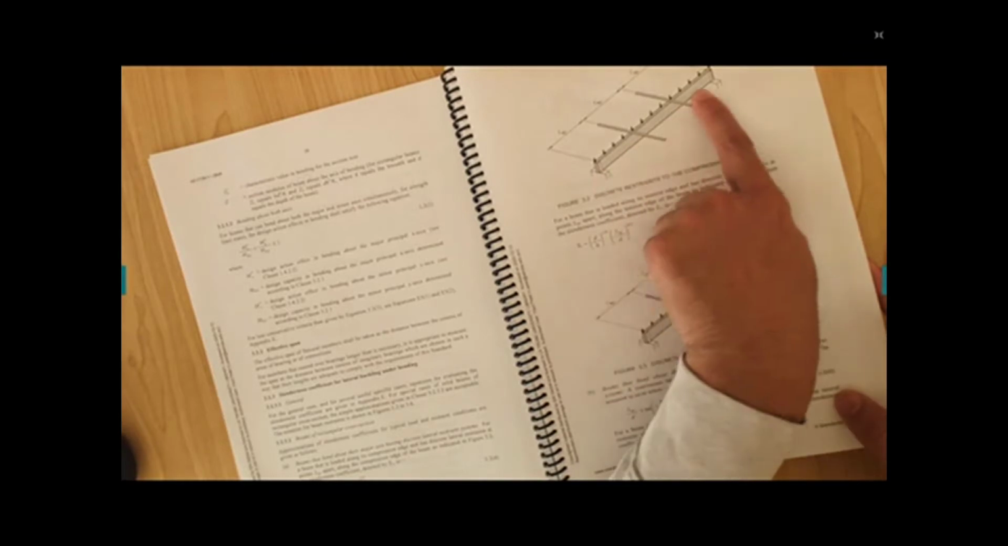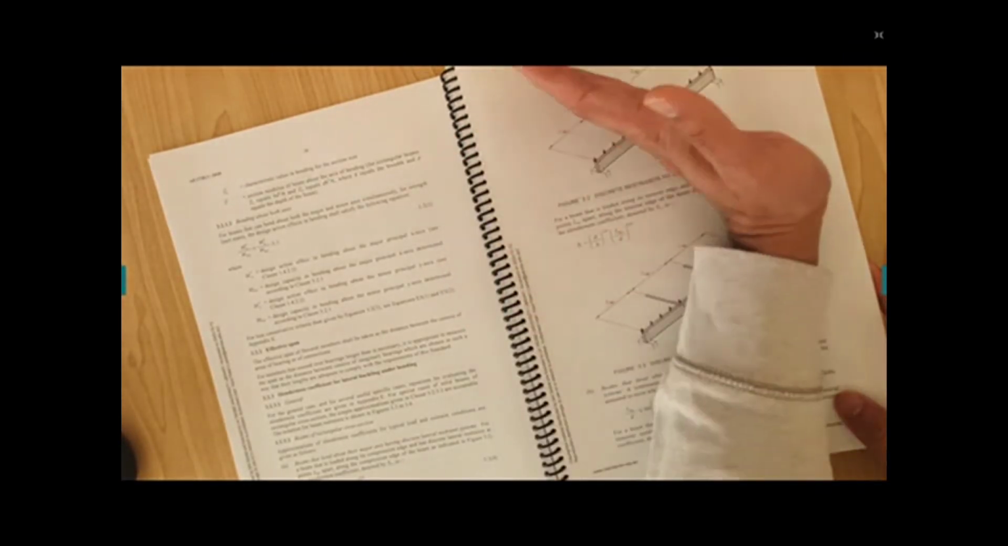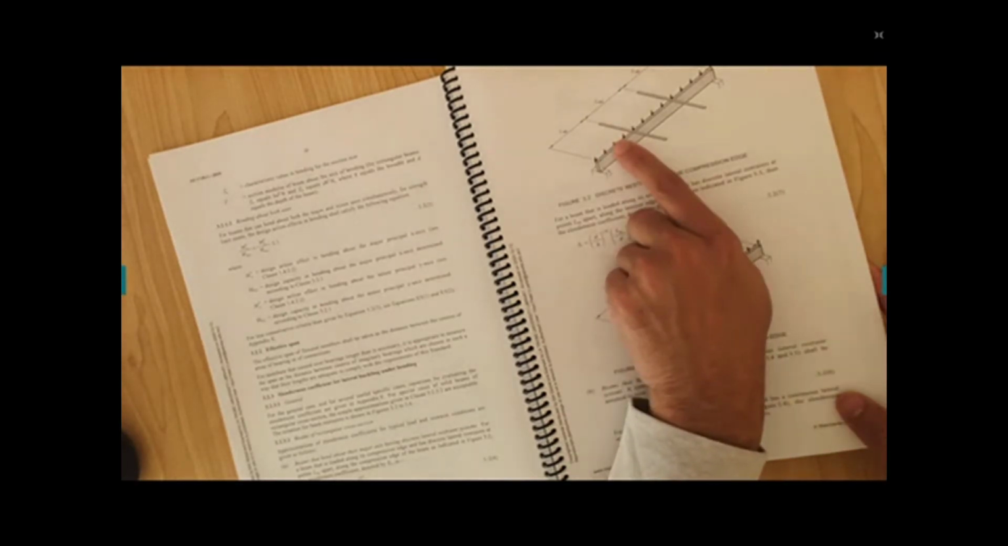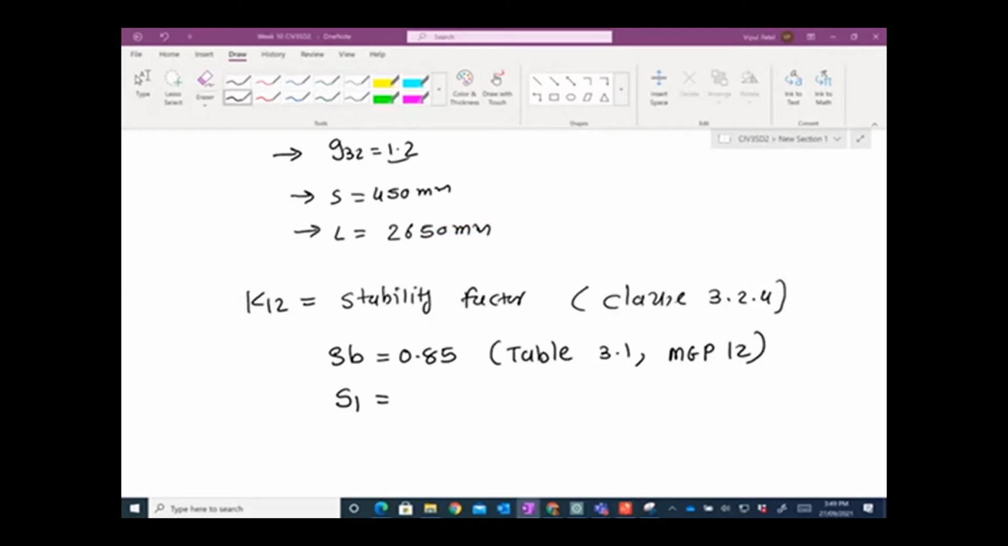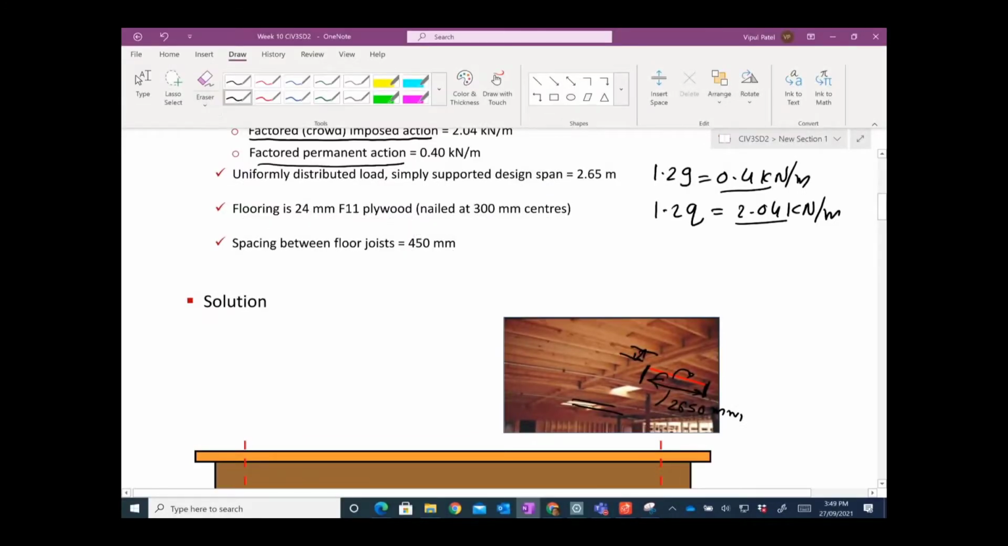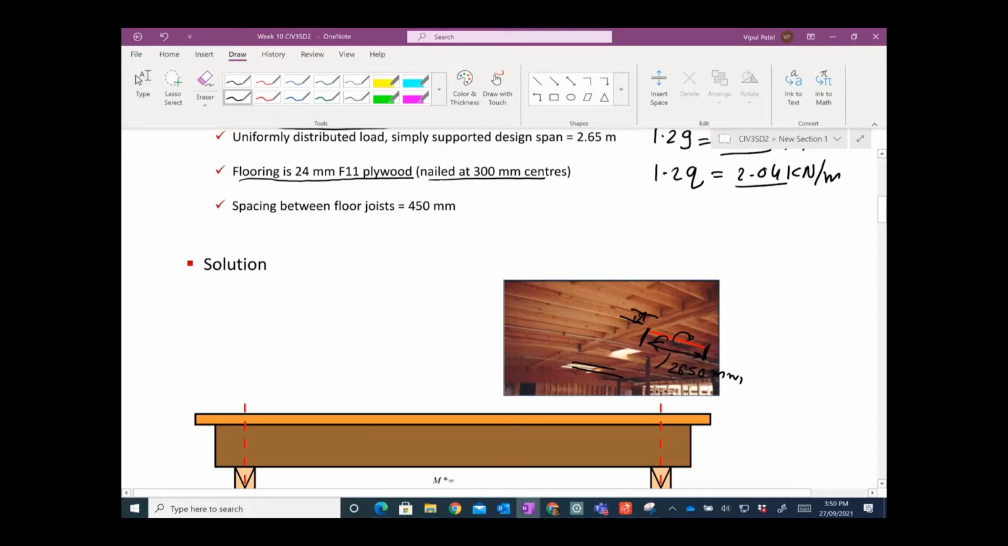We have a situation like this. We have a timber beam with a uniformly distributed load coming on it, and restraints provided in that fashion. You can see there are restraints L_ay given to us. That restraint is given in our question: the flooring is 24 F11 plywood, nailed at 300 millimeters. So you have a plywood floor on top of this, nailed at a distance of 300 millimeters.